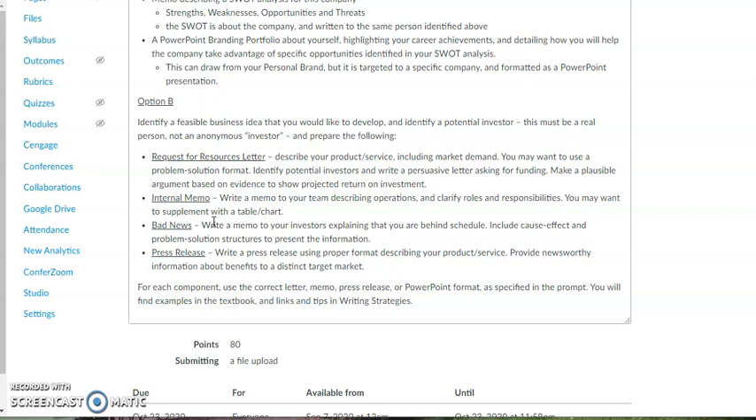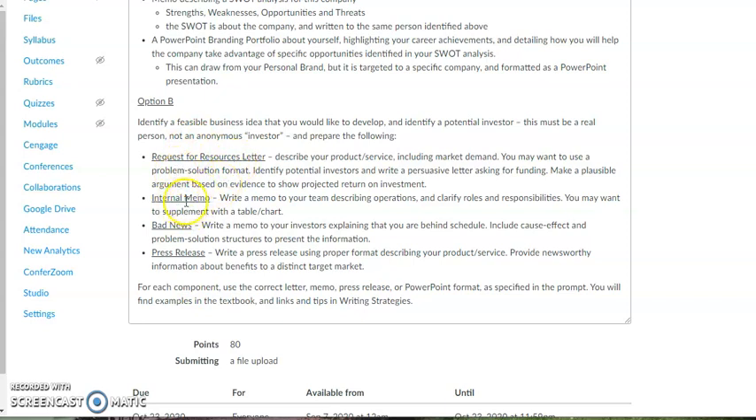Go out into the business world, assuming that you have a real business idea. It can be hypothetical. You don't have to actually launch the business, but assuming that you have a business idea, who's the most likely potential investor that really exists? Do a little homework about them. Find out why they would be a good bet to invest in your idea. Write a letter to them. And so this is going to be a request for resources.